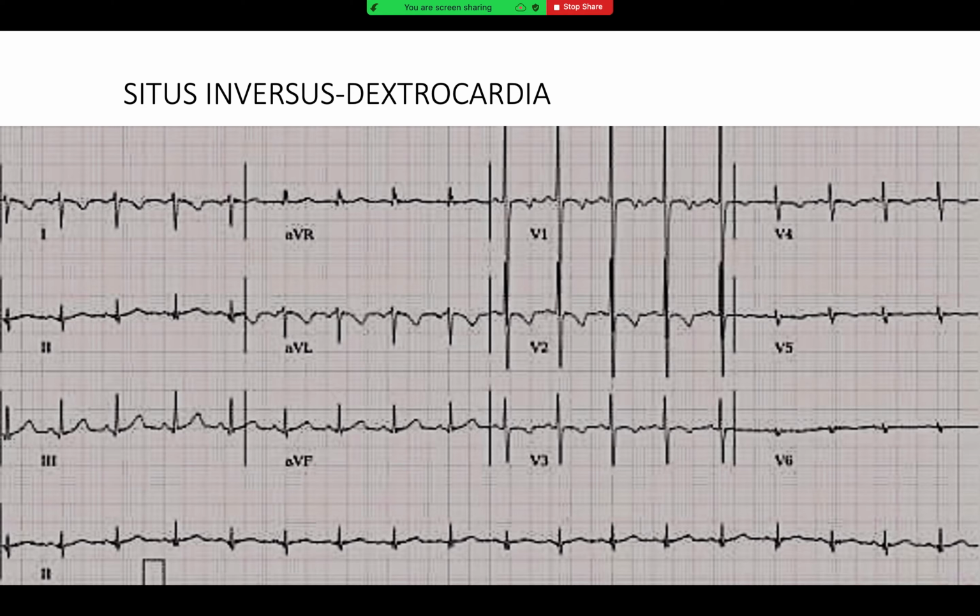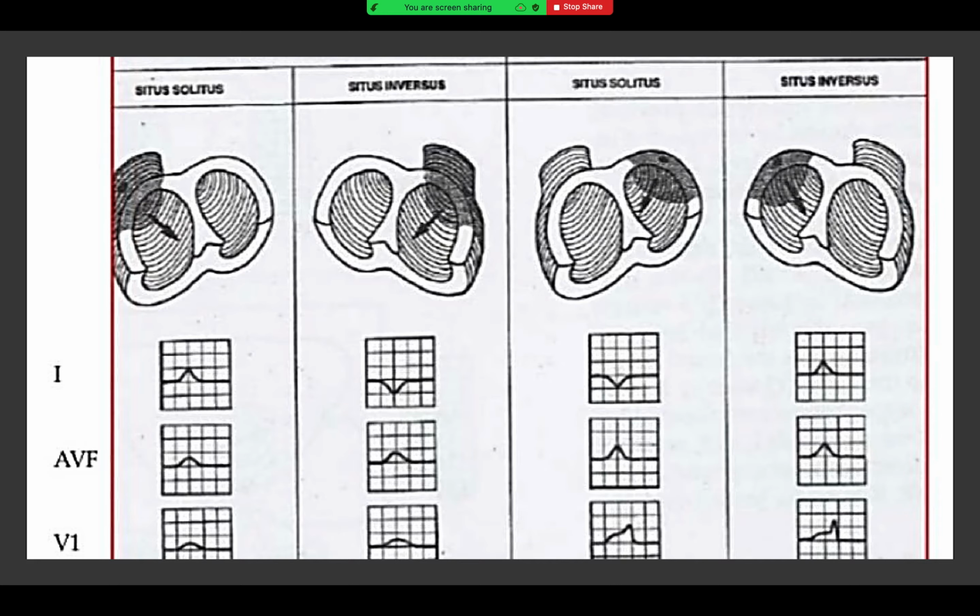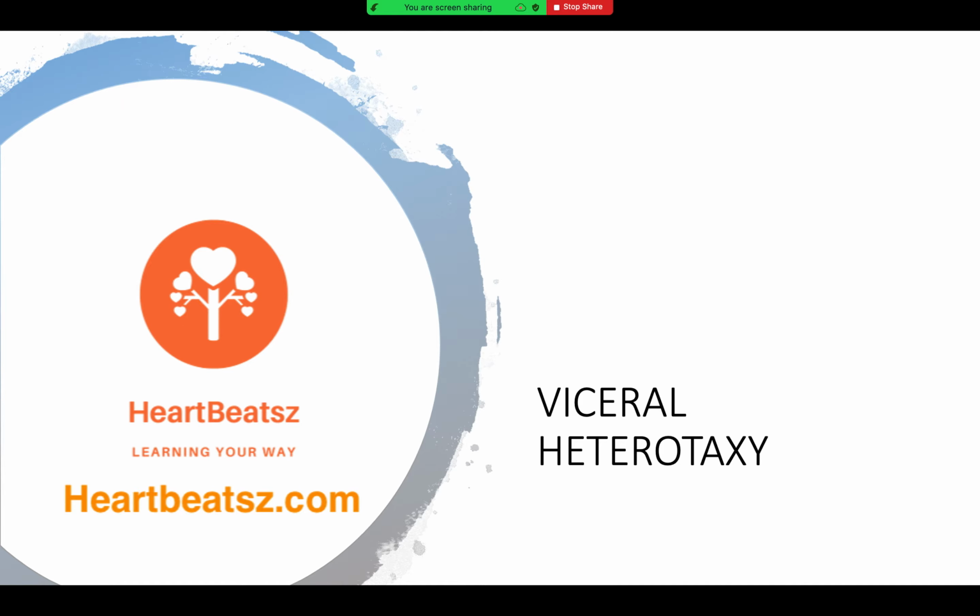I'll try to give you an overall summary as well because it can be quite confusing for all of us to keep in mind. Okay, situs solitus, inversus, in both the types. So if we keep a look at lead I, aVF and V1, it will make it really, really easy for us to differentiate all of them. Okay. What about the visceral heterotaxy?